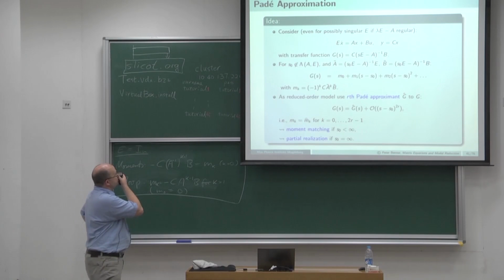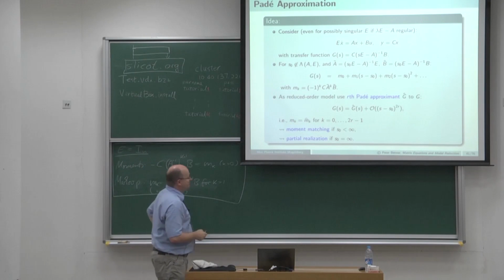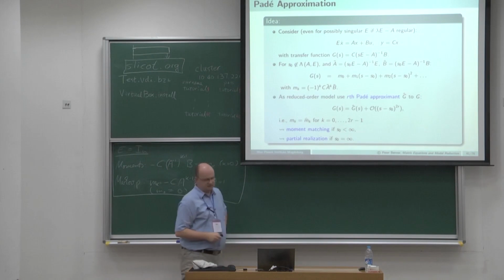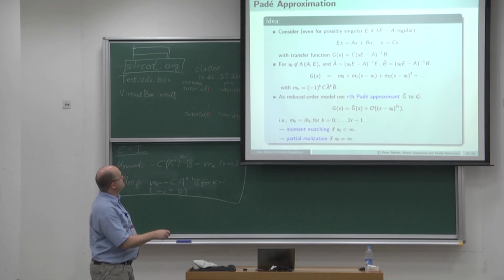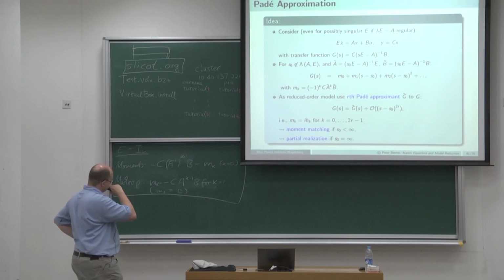Okay, how can we solve this problem? So how can we come up now with a reduced order model that matches these 2r moments from 0 to 2r minus 1?